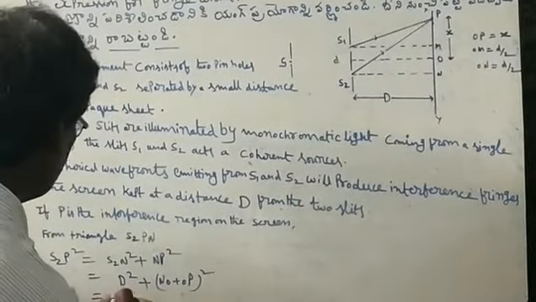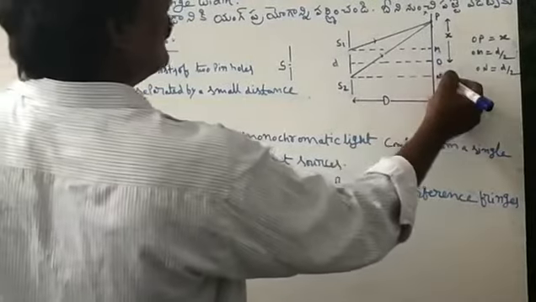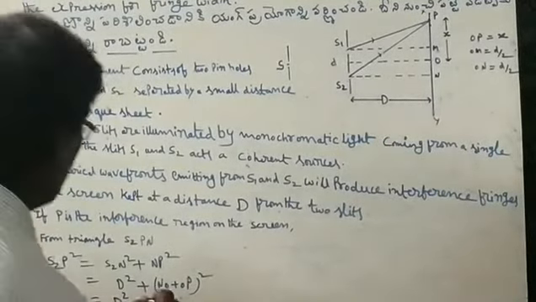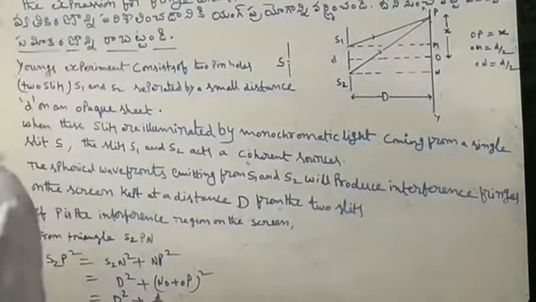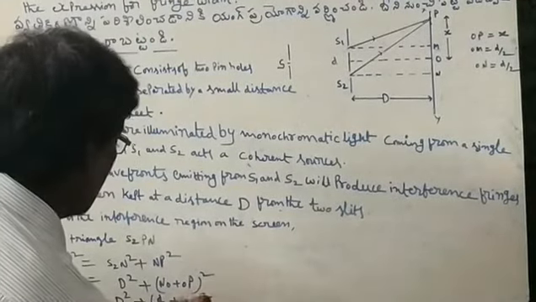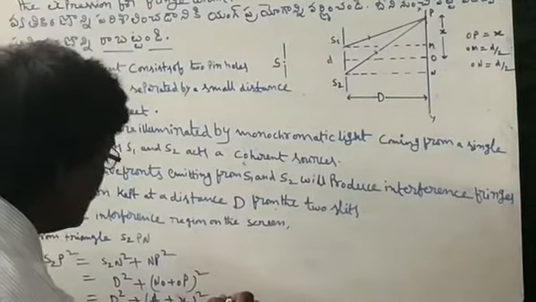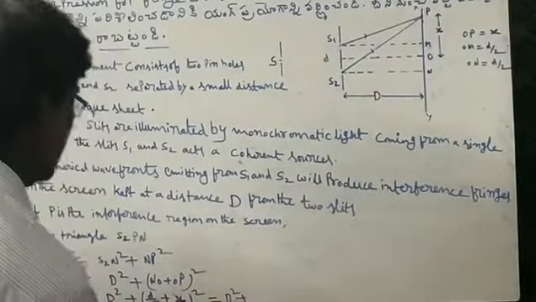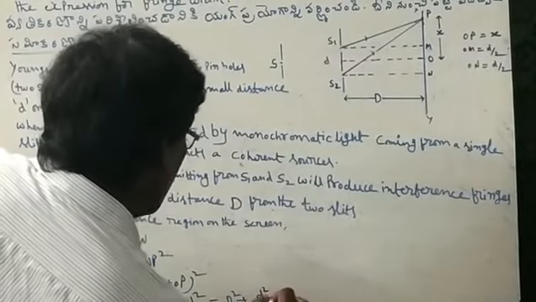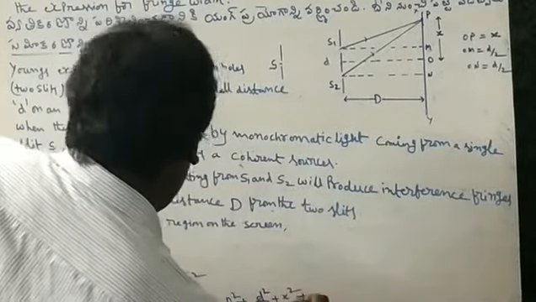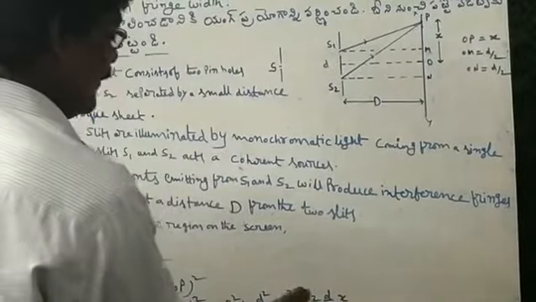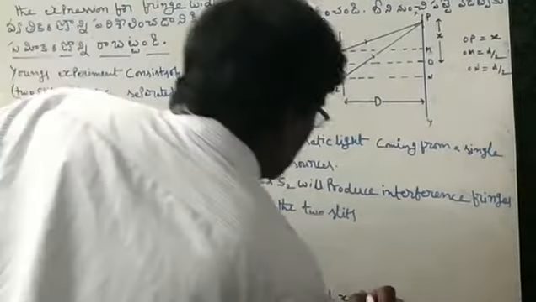That is equal to D square plus NO, means d by 2, plus OP, means X, whole square. That is equal to D square plus, using the formula (a plus b) whole square, a square into d square by 4 plus b square means X square plus 2ab, 2 into d by 2 into X. 2 cancel. This is equation number 1.